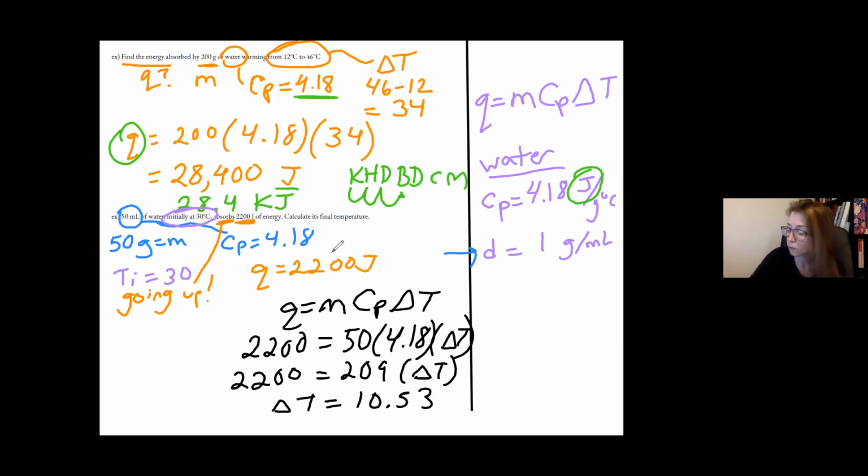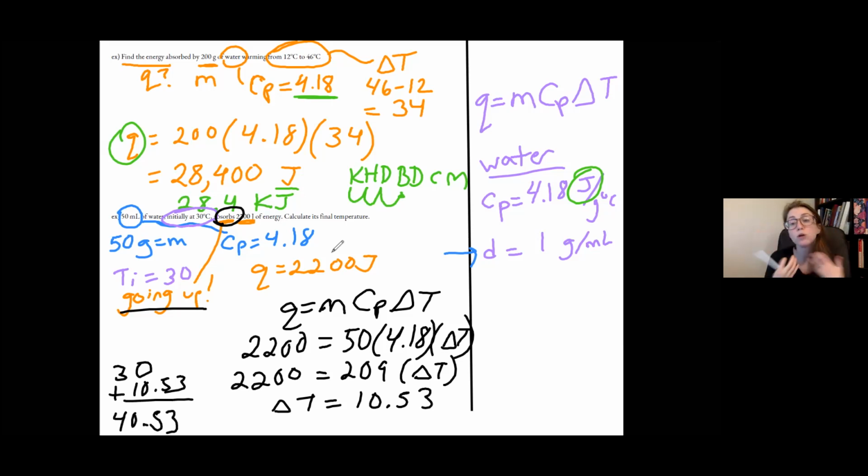Started at 30, we are going up because it absorbed energy. We're going up by 10.53 degrees Celsius. To find the final temperature, we add them. If it had said we removed heat or that the heat was released, that would be how we would know that the temperature was going down. So absorbed, warmed, temperature is going up. Released, temperature would be going down.